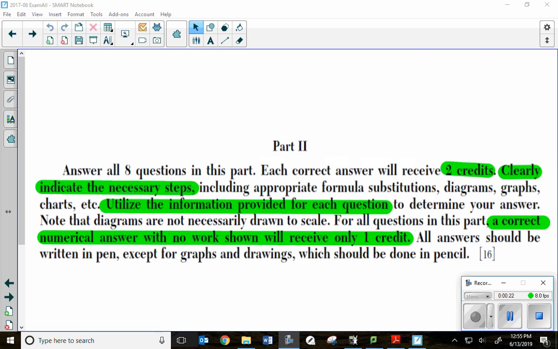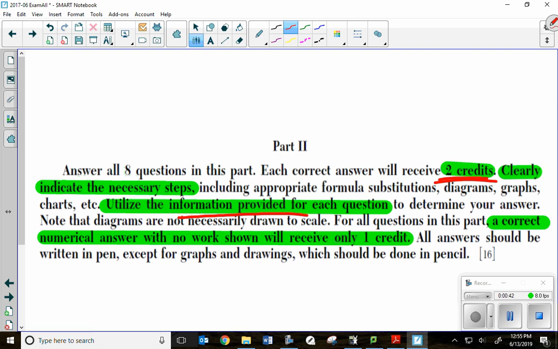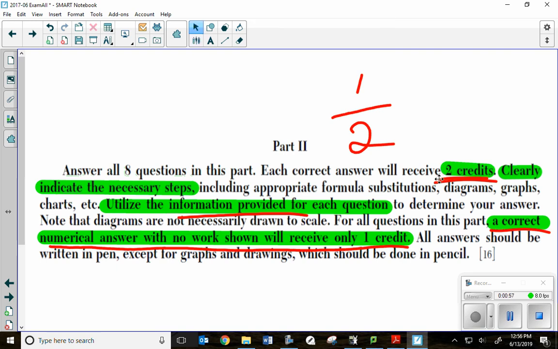And before we get started with any section anew, we read the directions. Answer all 8 questions in this part. Each correct answer will receive 2 credits. That's nice. Clearly indicate the necessary steps, including appropriate formulas, substitutions, diagrams, graphs, charts, etc. Utilize information. Here's the big part. A correct numerical answer with no work shown receives 1 credit. If everything's out of 2 points, you only get 1. So don't be lazy and not write down stuff that you should, because that could cost you a point.